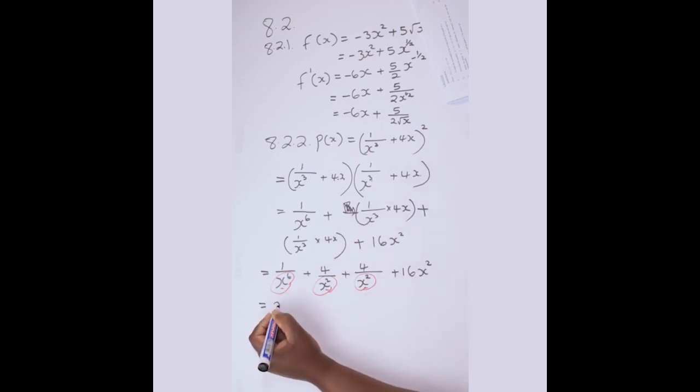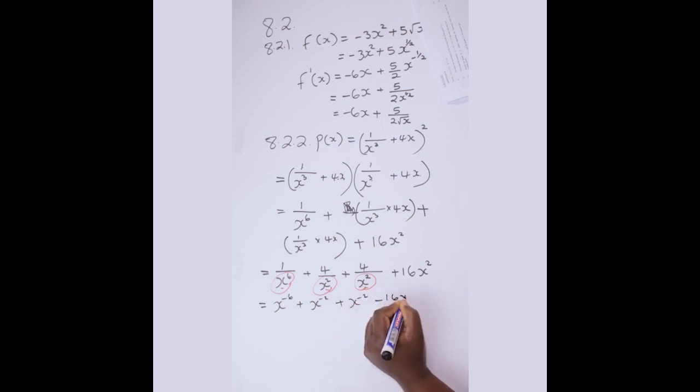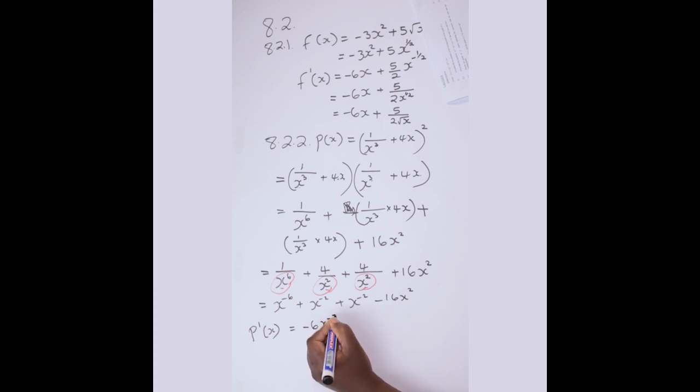So we have x to the negative 6 plus x to the negative 2 plus x to the negative 2 minus 16x squared. Now we can derive. Remember, this was p of x, so this is p prime. When we start deriving, we put a prime. So this is going to be negative 6x to the power negative 7.